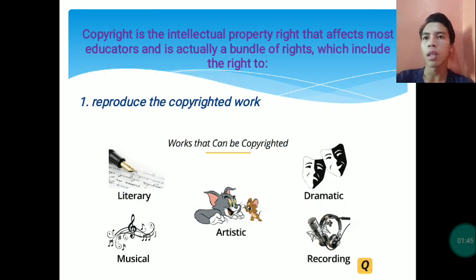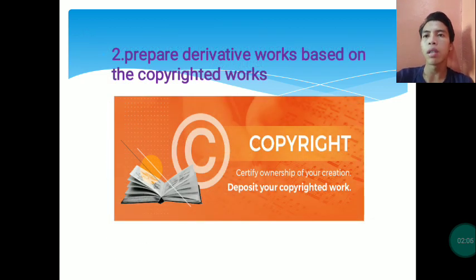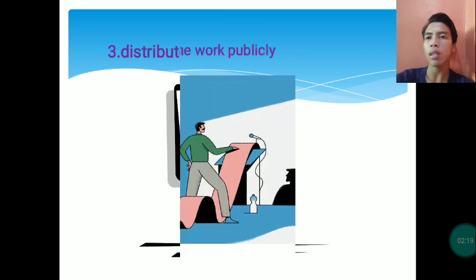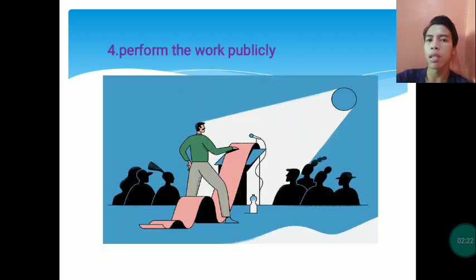Copyright is the intellectual property right that affects most educators and is actually a bundle of rights which include, number one, the right to reproduce the copyrighted works. For example, works that can be copyrighted are literary, musical, artistic, and dramatic works and recordings. Number two, prepare derivative works based on the copyrighted works. Number three, distribute copies for sale. If you want to sell your products, you can sell them. Number four, perform the work publicly.